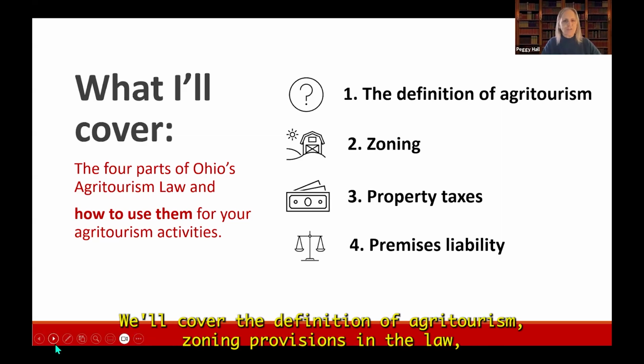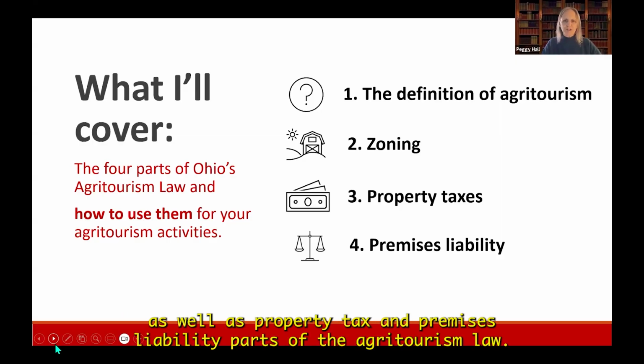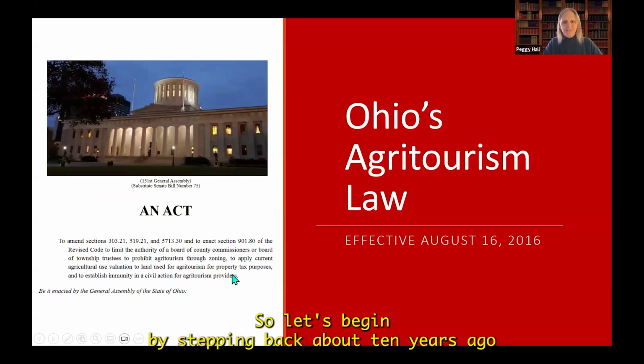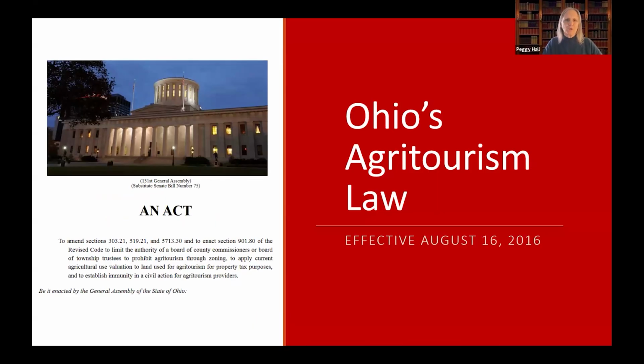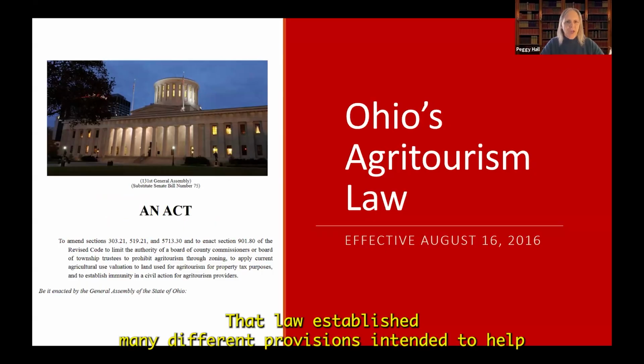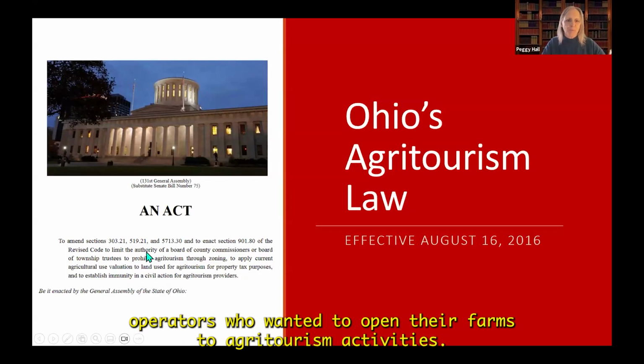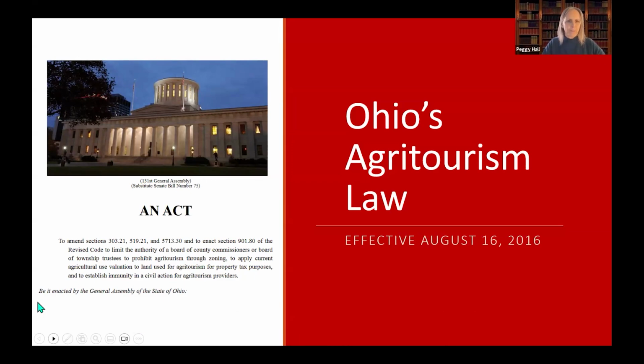We'll cover the definition of agritourism, zoning provisions in the law, as well as property tax and premises liability parts of the agritourism law. So let's begin by stepping back about 10 years ago to the passage of Ohio's agritourism law. That law established many different provisions intended to help grow our agritourism industry in Ohio and to address the needs of those operators who wanted to open their farms to agritourism activities.